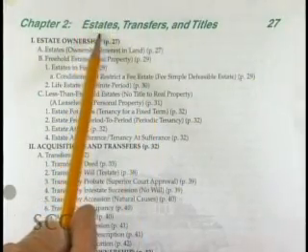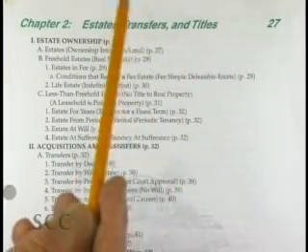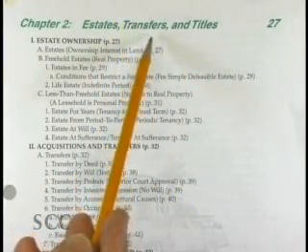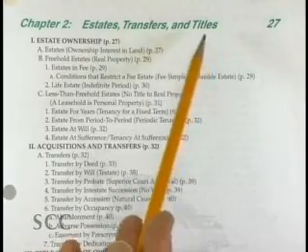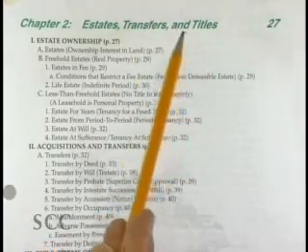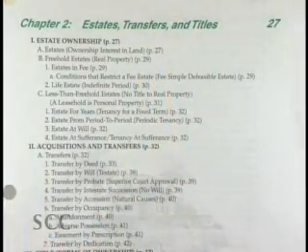Okay. The next thing we moved into was Chapter 2. And in Chapter 2, we talked about 3 different areas. We talked about estates, which essentially is what is it that you actually own. We talked about transfers. How do you change the property from one person to the other, or one company or entity to the other? And then the third was title. How does your name appear on the deed?